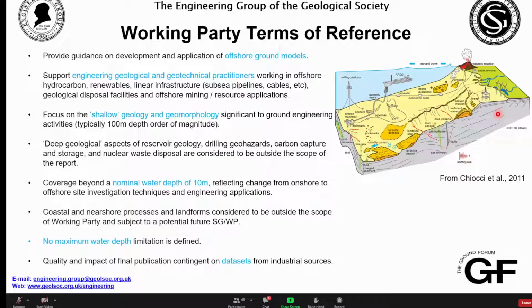And I think just the final note really is a recognition that the quality of the final publication will be contingent on data sets from industrial sources. As I say, traditionally, offshore hydrocarbon and renewable operators have been quite guarded about their data. There is some excellent public domain information with the likes of the BGS and NOC, and more data becoming publicly available. But we're obviously keen to tap into a lot of that private sector work, which, as I say, may have been difficult to access historically, but that may have an impact on the quality of the images and the practical case studies that we can share in the final publication.